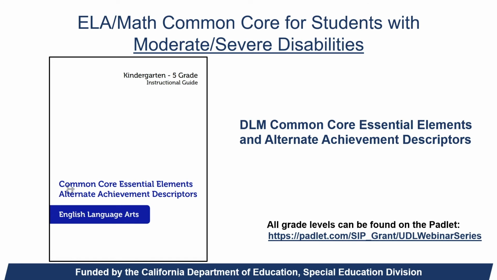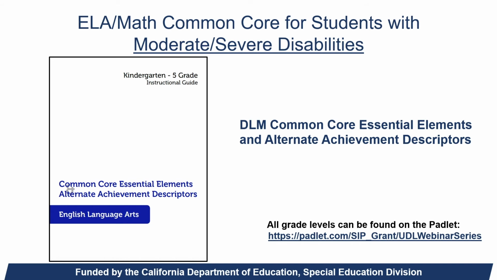The first is the ELA and Math Common Core Essential Elements and Alternate Achievement Descriptors for students with significant support needs. A common question from teachers we often hear is, how do I support students with significant cognitive disabilities that are many grade levels behind grade level standards?